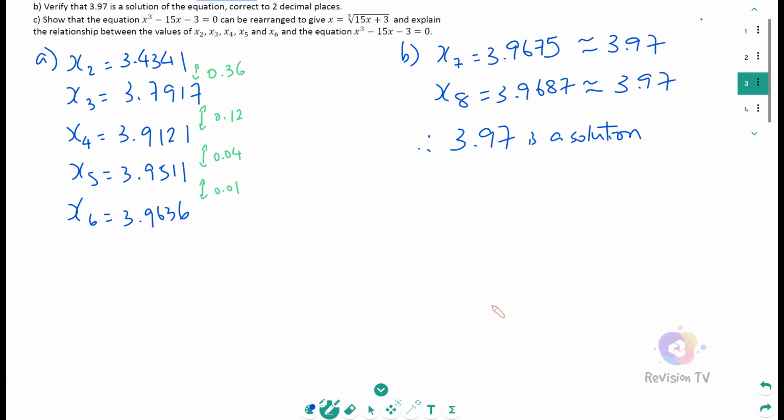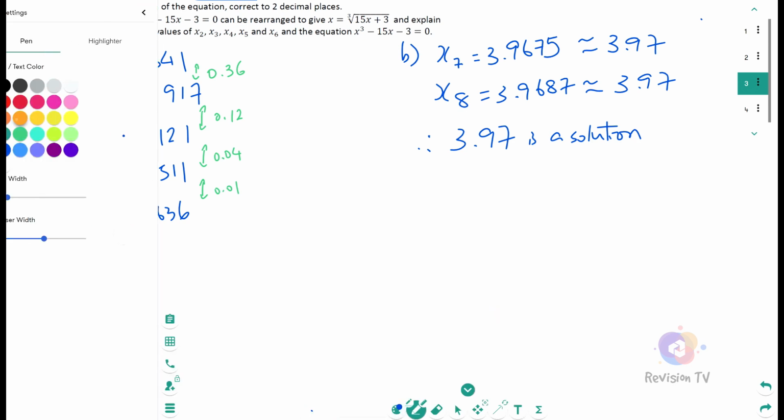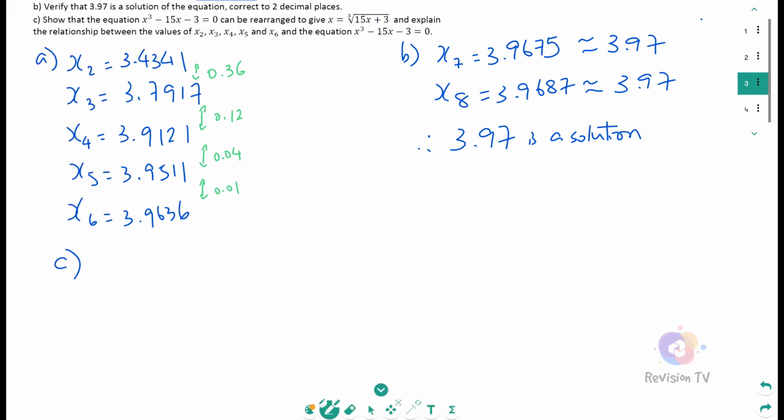Part C. Now, first of all, we're going to make a draft. Now, I'm going to use orange color for the draft. You can show this in the exam, but you will have to write the proper answer as well. So that's the draft. Now, you'll need the draft to help you structure the formal answer. So the formula was x equals cube root of 15x plus 3.